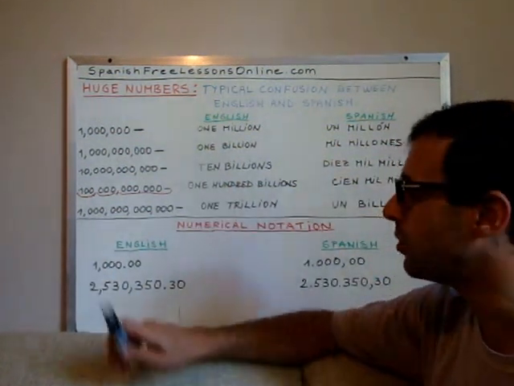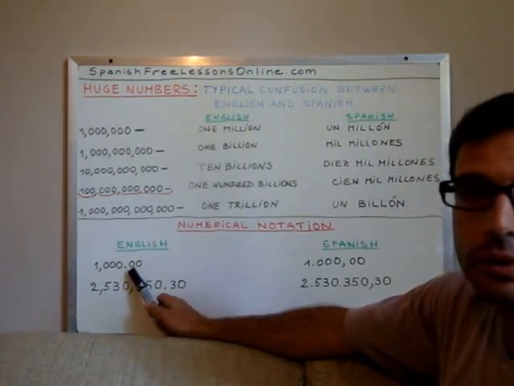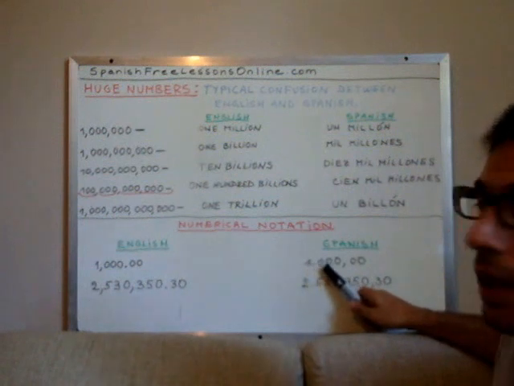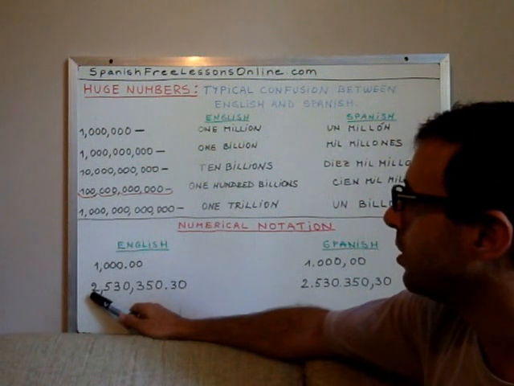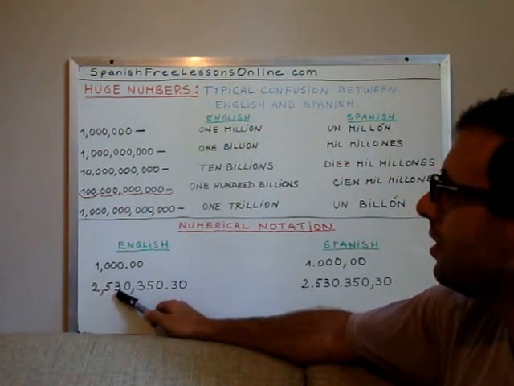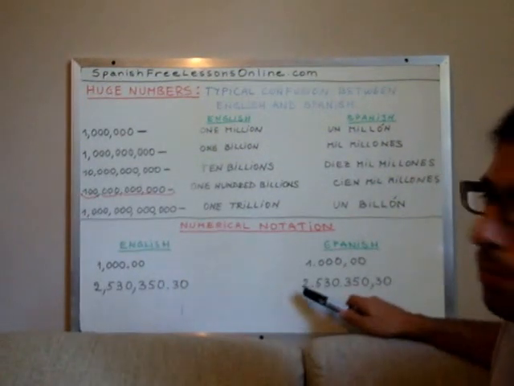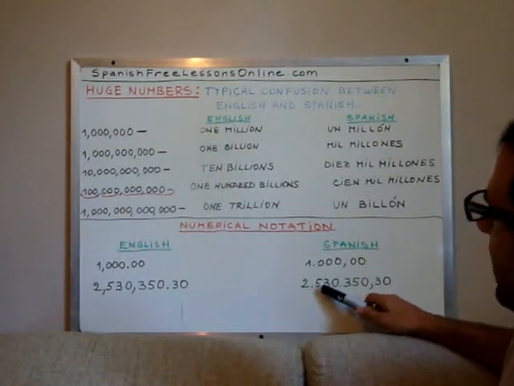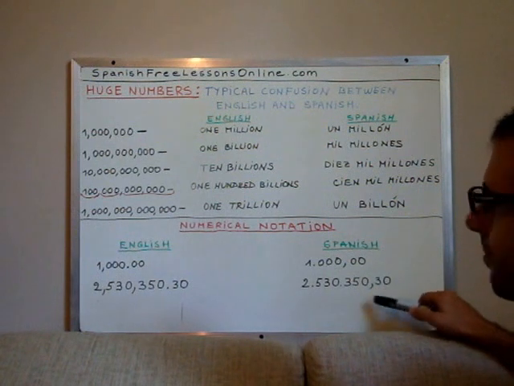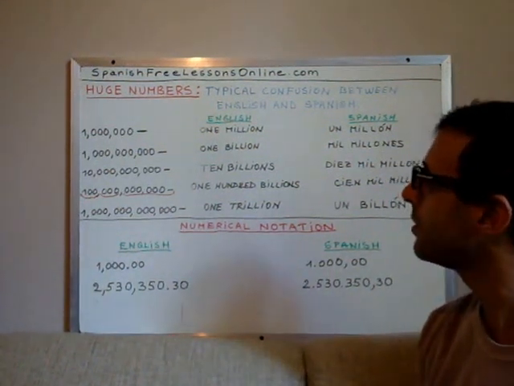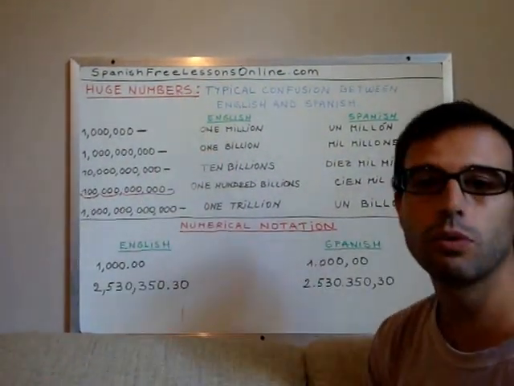So, while in English we would write 1,000.0, in Spanish we would write 1.000,0. This would be 2,530,350.30 in English, and in Spanish 2.530.350,30. Okay? So I hope this is clear, and so you won't have this confusion that is so unfortunately common.